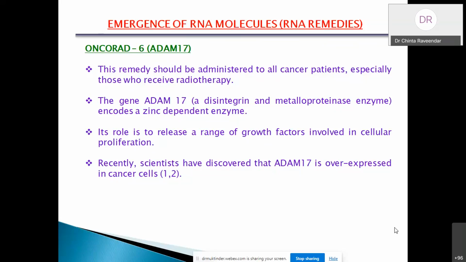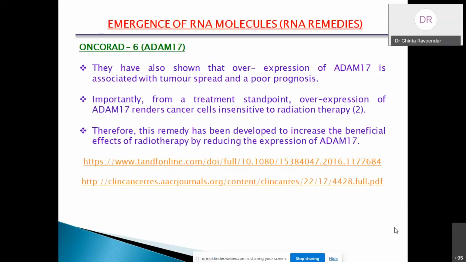If this is overexpressed, again there is a negative response to radiation therapy. They have also shown that overexpression of ADAM17 is associated with tumor spread and poor prognosis. Hats off to the Human Genome Project. It's throwing a lot of light on the diagnosis of diseases, even on designing therapeutic applications. Importantly, from a treatment standpoint, overexpression of ADAM17 renders the cancer cells insensitive to radiation therapy.